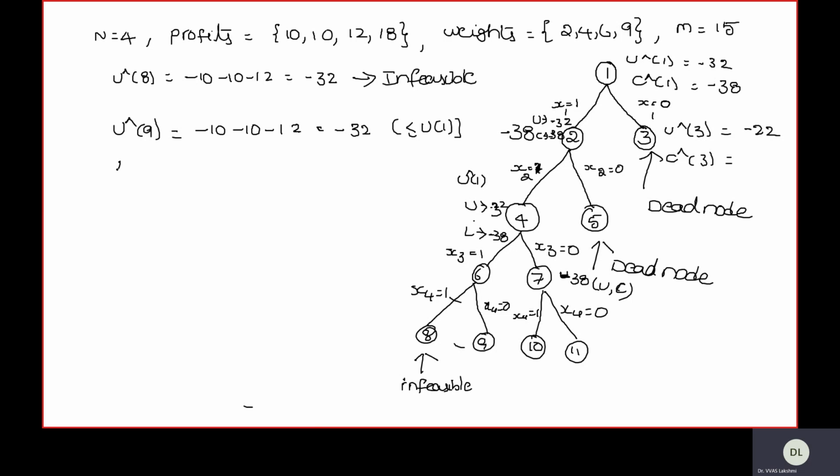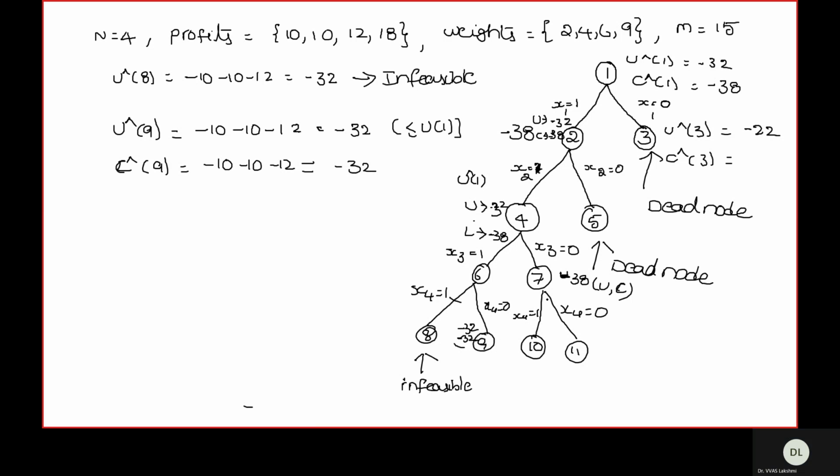That's why the lower bound of 9 is also going to be calculated, and this value is the same value, so the fourth item should not be taken. That's why we will not consider the fractionals also. Here the lower bound of 9 and the upper bound of 9, both of these two are minus 32 only.